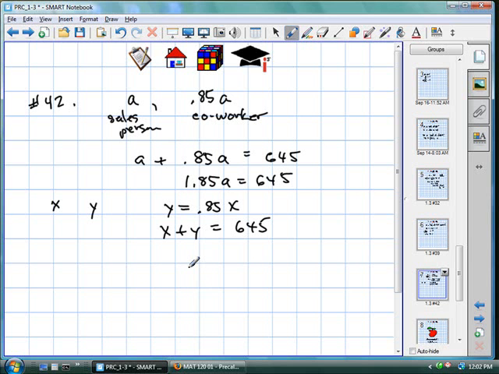The friend's salary, yeah, the coworker's. And then to find hers, I really got to multiply that by 0.85. Or I could take the answer here and subtract it from 645. Either one. They should both work. In fact, that's a good check. Do it both ways and see if you get the same number. If you do, you are positive you've got it.